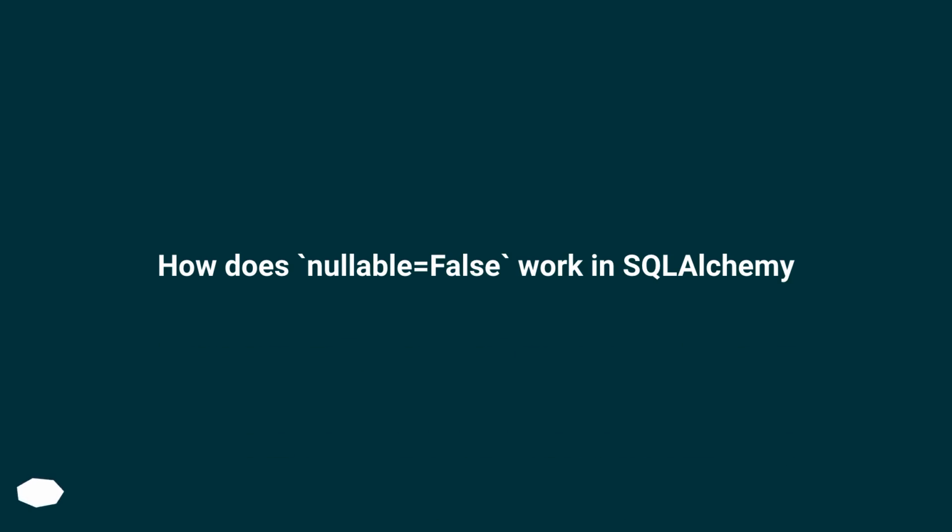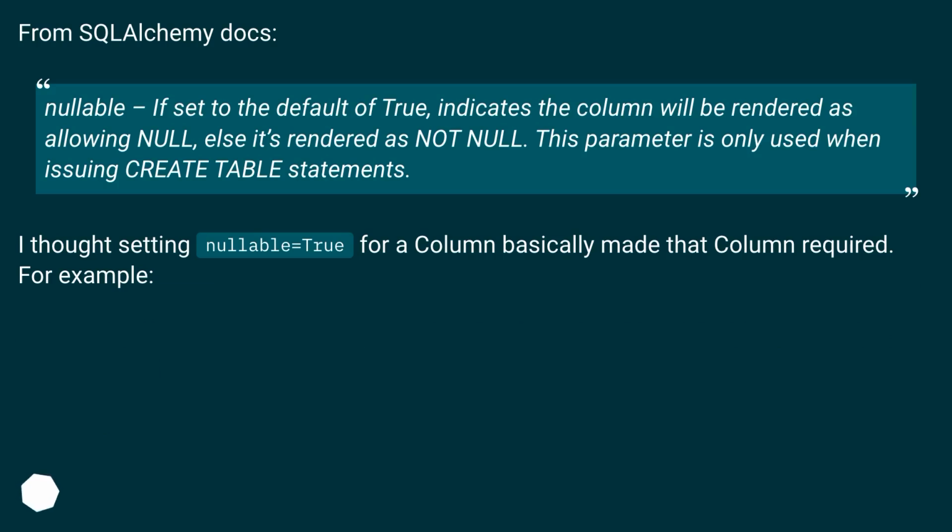How does nullable equals false work in SQLAlchemy? From the SQLAlchemy docs: nullable, if set to the default of true, indicates the column will be rendered as allowing null, else it's rendered as not null. This parameter is only used when issuing create table statements.